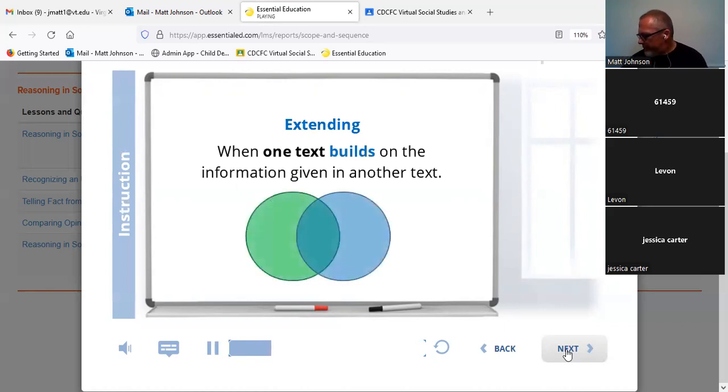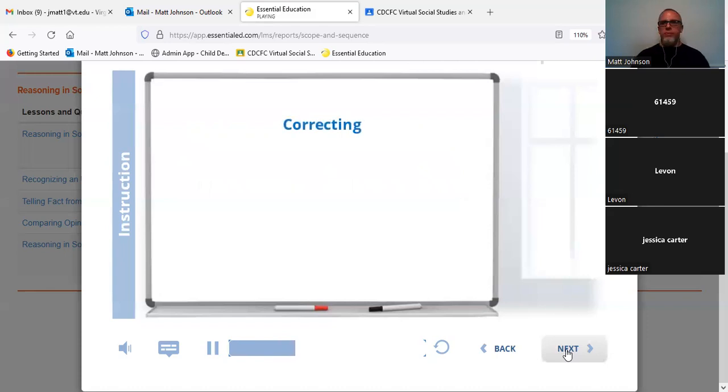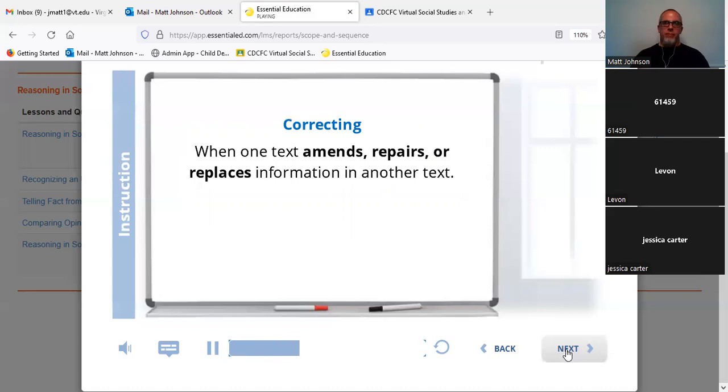Remember the Venn diagram for the Apollo 13 mission? The magazine article put the Apollo 13 mission into historical context. If you read the first-hand account of Apollo 13 astronaut James Lovell, your knowledge would be extended by also reading about the historical context of the Apollo 13 mission. An extending relationship means that a second text adds to the information given in the first text. A correcting relationship is similar. A correcting relationship is when one text amends, repairs, or replaces information in another text.